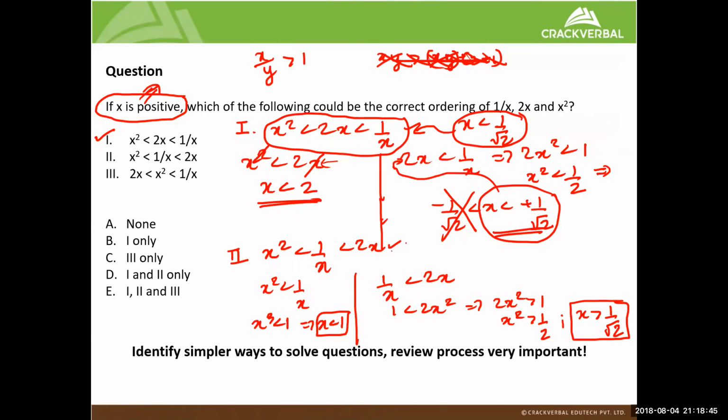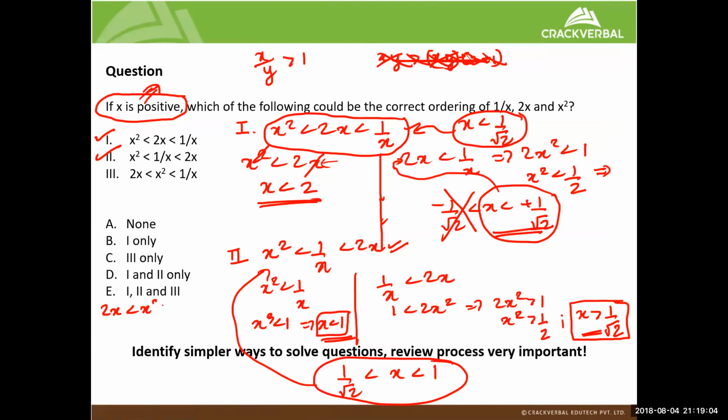So for me to satisfy the statement, I need a value which is less than 1 but greater than 1 by root 2. So any value of x in between 1 by root 2 and 1 will satisfy the second statement. The second also could be true. But let's go to the last.